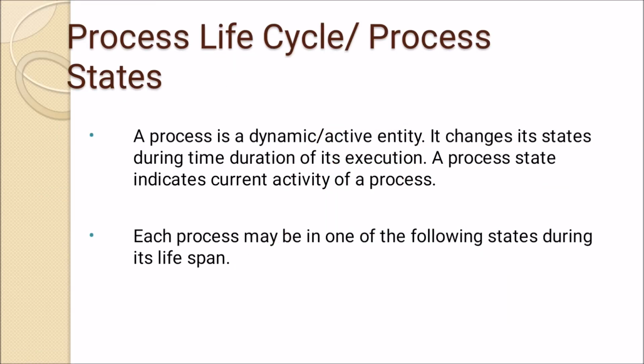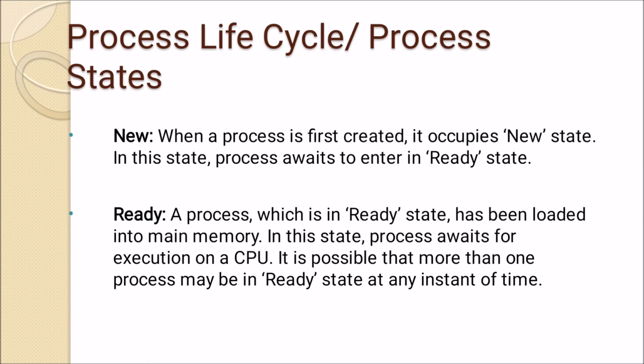So now let us discuss in detail. A process is a dynamic, active entity. It changes its states during the time duration of its execution. Basically, a process state indicates the current activity of a process, whether it is running, waiting, ready, or terminated. Each process may be in one of the following states during its lifespan. So these are the five different states.